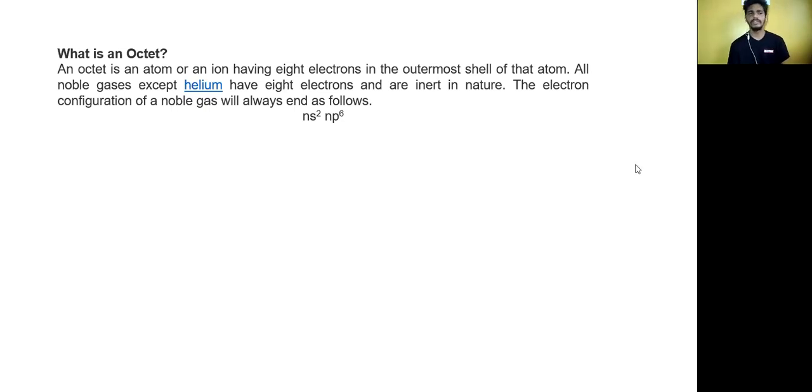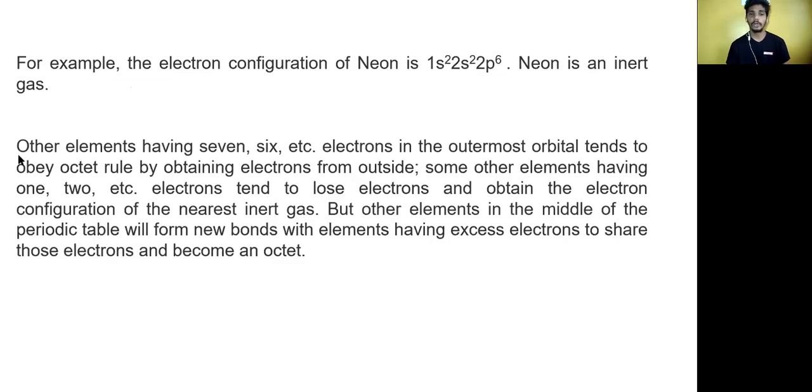For example, the electron configuration of neon is 1s2, 2s2, 2p6. See students, this is very easy. Don't get confused about what 1s2, 2s2 means. S means the s orbital, P means the p orbital, and after the s orbital, the p orbital comes. In the s orbital, the maximum number of electrons that can be accommodated is 2. In p, the maximum number is 6.